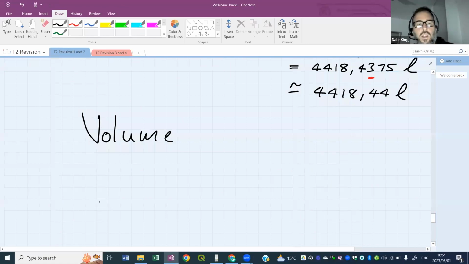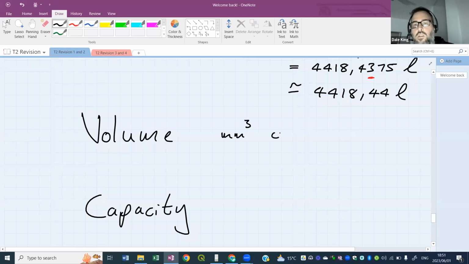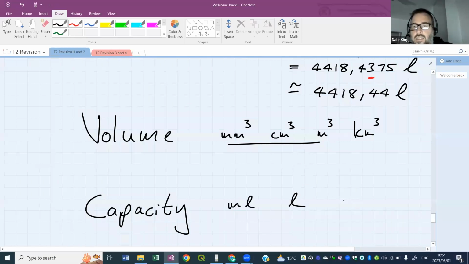We covered this in term 1, volume and capacity. Volume is millimeters cubed, centimeters cubed, meters cubed, and you hardly ever see it, but kilometers cubed. It's usually the first 3. Capacity is milliliters, liters, and kiloliters. Those are the units for capacity. Now, these 2 things are very similar.